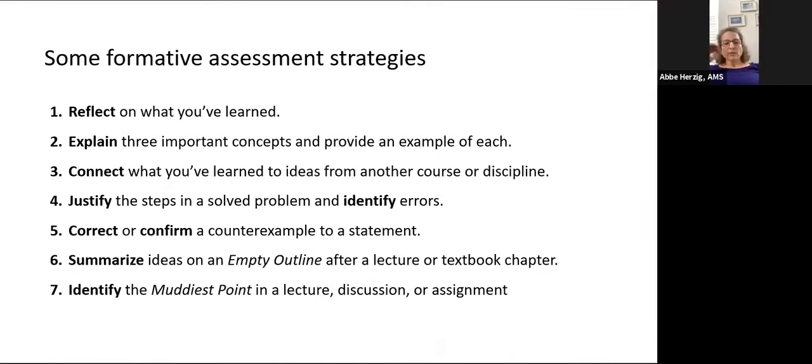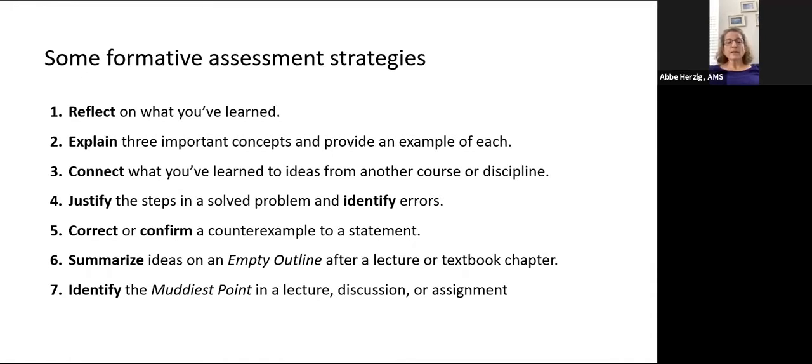I really like number 7. I just learned that one last week from somebody. He said that he assigned at the end of every class what he called the muddiest point essay. And they had to submit something brief that was just what was the thing in the lecture or in the assignment that was the least clear to you. So that forces them to reflect on it, and it also gives him feedback on what's going on within the class.